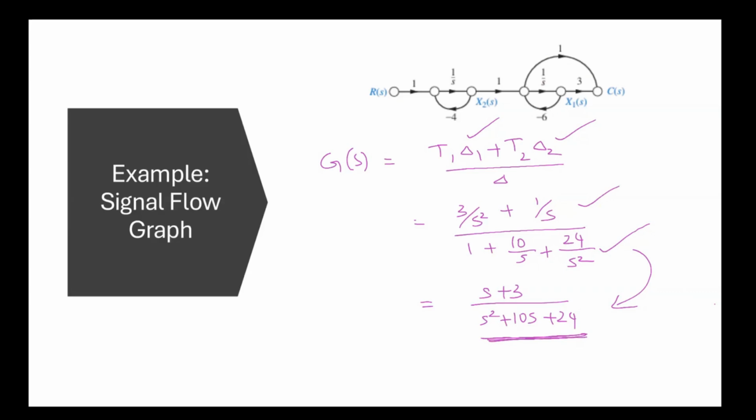So this shows that the signal flow graph can be different, but the transfer function can be the same. The relation between the input and output can flow through different paths, but the transfer function can be the same. We will discuss more topics in the next videos.